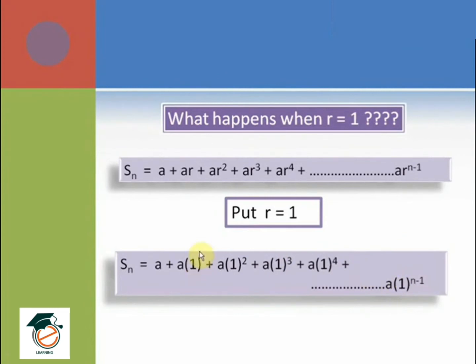Now we know that 1 to the power of n is always equal to 1. Therefore Sn would be equal to n times a, as there are n terms. Therefore Sn would be equal to na. Thus when r is equal to 1, we get the sum as equal to n times a.